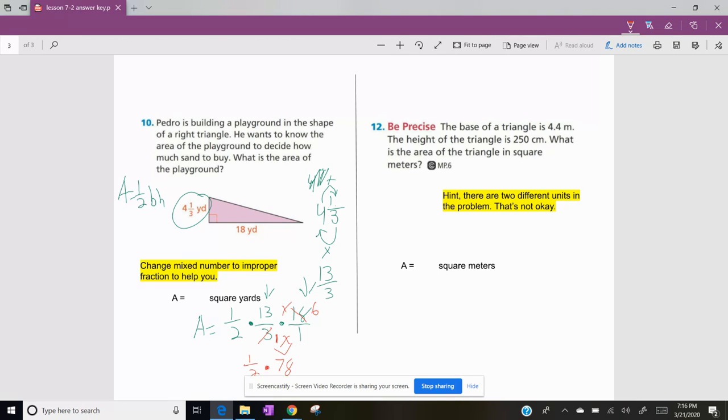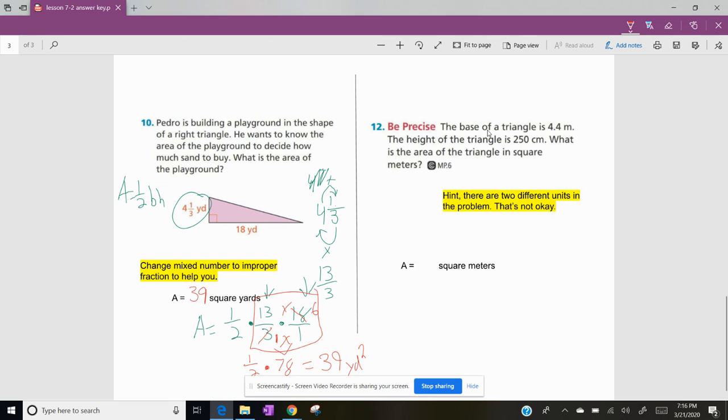If you find out 1/2 or 0 5/10 times 78, you will get for yourself 39. And that's in square yards. So again, I chose those two first because I saw 3 and 18 could be simplified, and it made my life a little bit easier. But again, you could do it the other way. You would end up with 26 over 6, and then the 6 and 18 could be simplified as well. So 39 square yards. Last one, number 12.